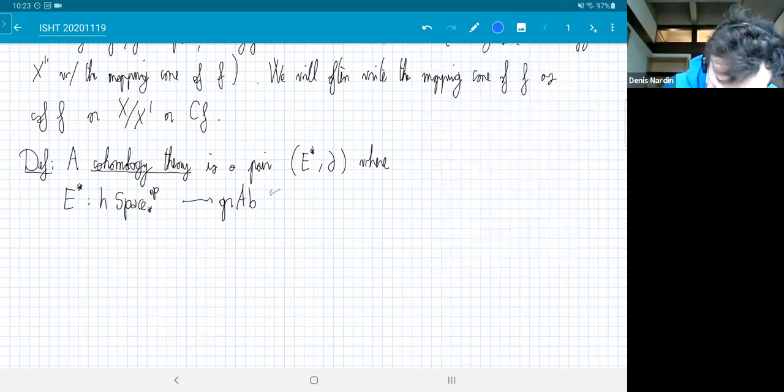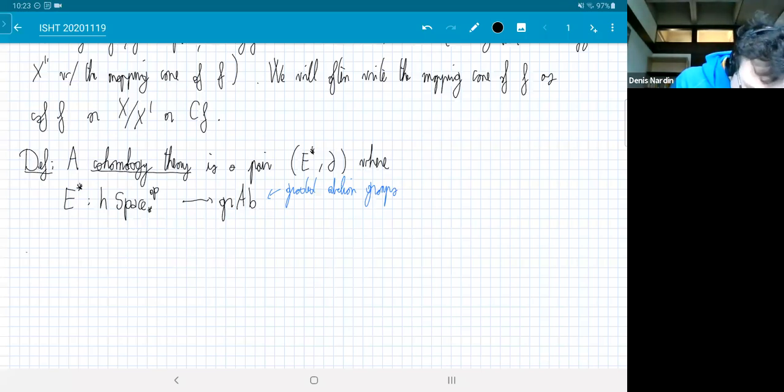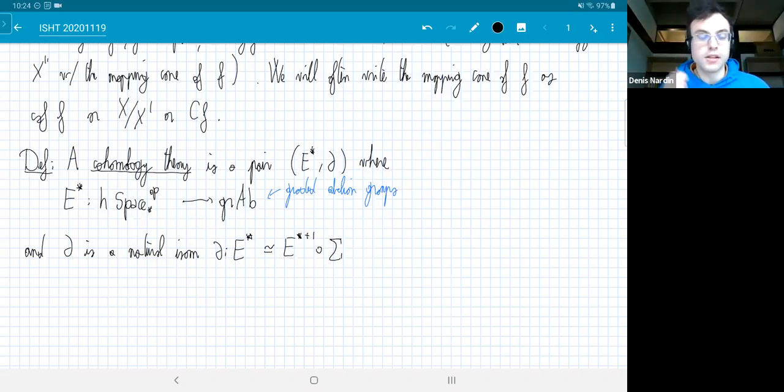Let me spell out what this is. Graded abelian groups. And δ is a natural isomorphism of E^* of the cone with E^* shifted, composed with Σ. Σ is the suspension. Remember, suspension, we saw it as a functor from pointed spaces to pointed spaces, but of course it induces a functor in the homotopy category, so this makes sense.